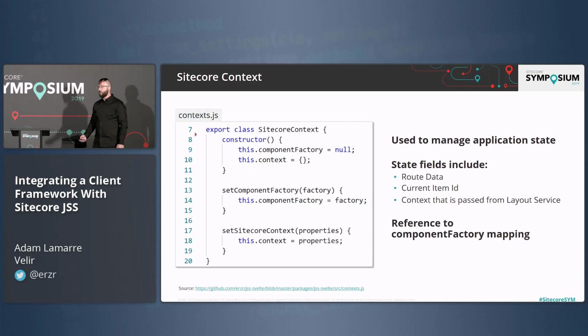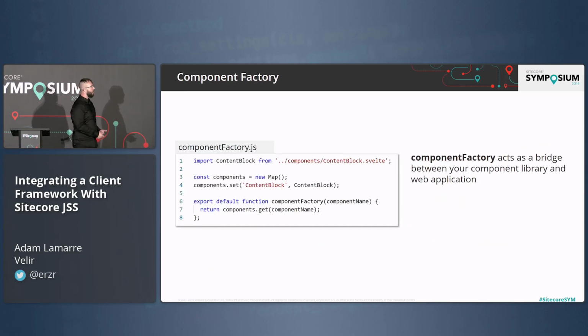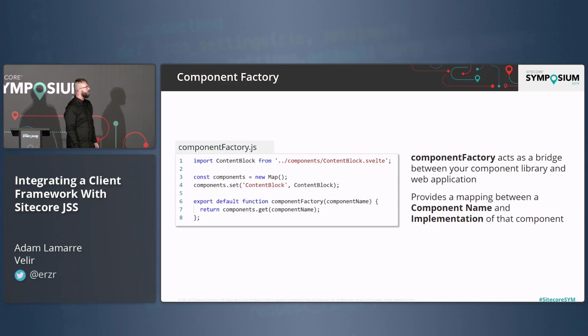It also holds a reference to what is called the component factory mapping. This is important because the component factory acts as a bridge between our component library and our web application. Remember that we're in an NPM package here, so we don't know anything about the web application that's using us. So we want a way to facilitate building components that exist in the web application itself. The component factory just provides a mapping between the component name and the actual concrete implementation of that component. I have a basic example of one on the left-hand side.